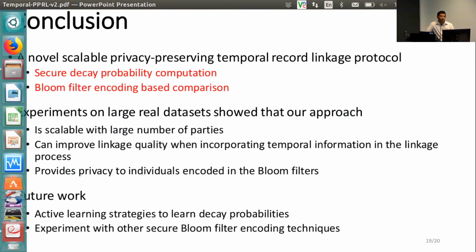As future work, as I mentioned before, we try to incorporate active learning strategies, and as an extra point, we have a new approach where we eliminate the linkage unit as well, and the paper is under review at the moment. We are also experimenting with other secure Bloom filter encoding techniques as well.